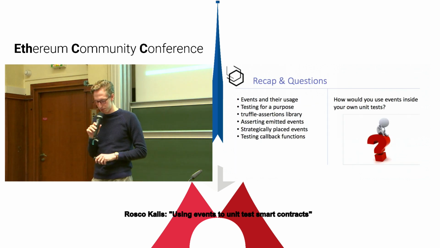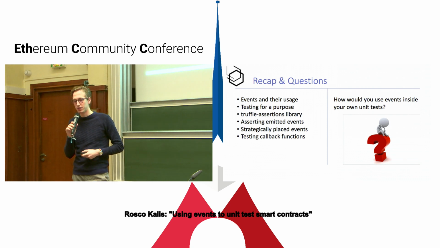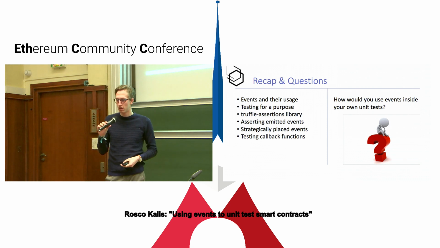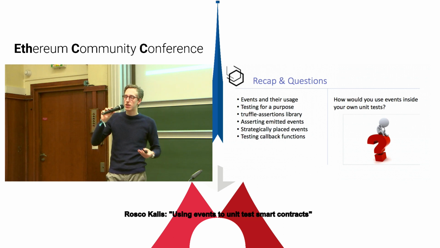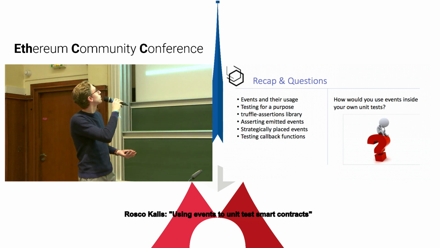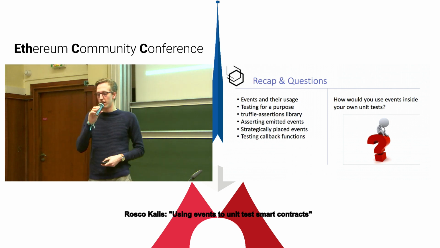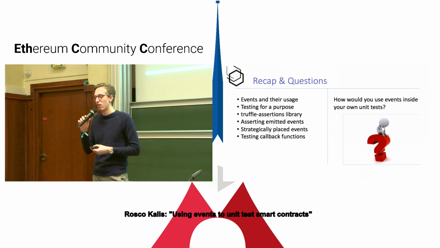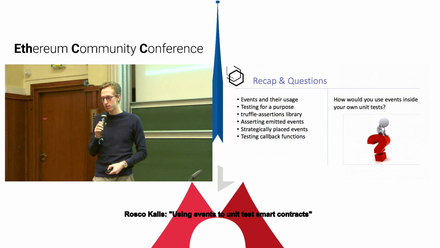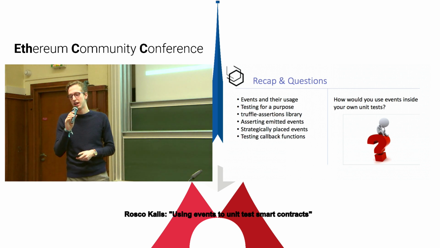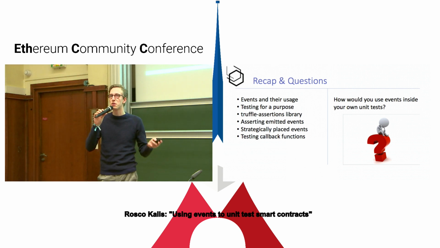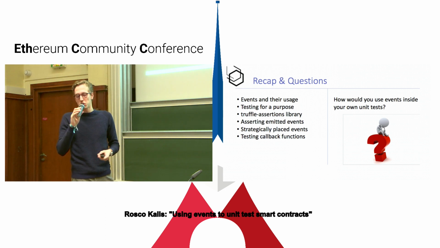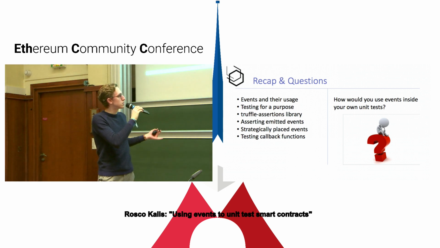So just to recap, we've talked about events. We've talked about how they are used. We've talked about that testing should be based on actual real-world usage. Next, we discussed the truffle assertions library. We discussed how it can be used to assert emitted events or not emitted events, and strategically placed events to test preconditions. And we discussed testing of callback functions, such as an Oracle callback. That's what I want to leave it at.